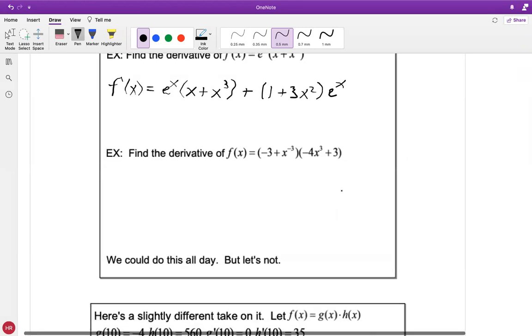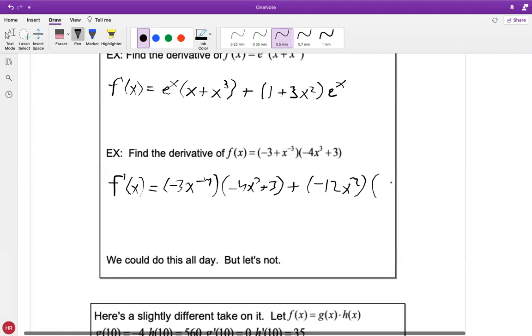Here's another one. And this one again would be kind of a pain to multiply out. So I'm just going to use the product rule again. f prime of x equals the derivative of the first, which is just 0, and this gives me negative 3x to the negative 4 using the power rule, times the second, negative 4x cubed plus 3. Remember, this one I don't have the derivative of yet. And then plus the derivative of the second now times the first. The derivative of this is negative 12x squared, and that's 0, so I just don't put anything, and then times the first thing just as is, negative 3 plus x to the negative 3.